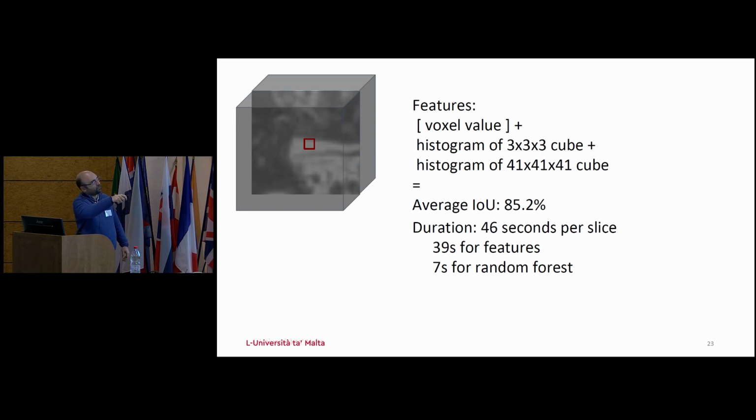So we used the voxel value, a cube that's 3 by 3 by 3 for the small neighborhood, and a cube for the large neighborhood, which is 41 by 41 by 41 voxels. And you get an 85.2% average intersection over union at a speed of 46 seconds per slice.